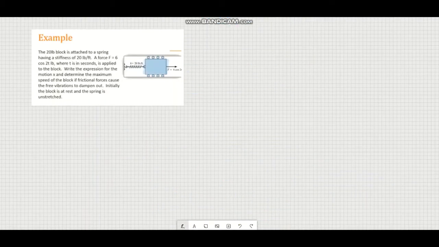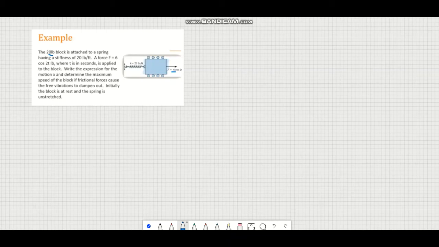In the second example, we have a 20 pound block attached to a spring, and the stiffness is 20 pounds per foot. A force is acting on the block, 6 cosine 2t pounds, where t is in seconds, and we need to write down the equation of motion and determine the maximum speed and so on.